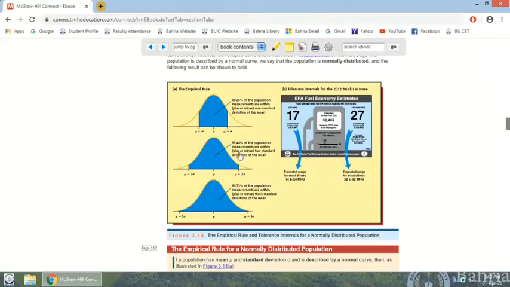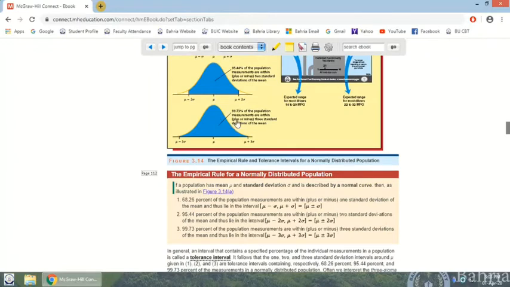And 95.44% of the population measurements are within 2 standard deviations of the mean. So you have to remember these percentages: 68.26, 95.44, and 99.73 within the 3 standard deviations of the mean.